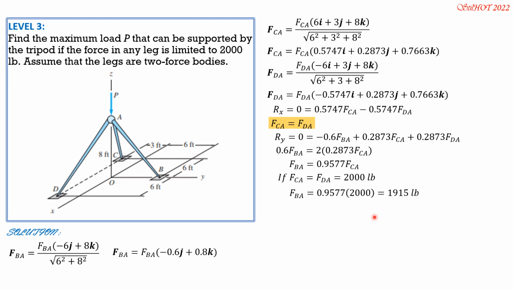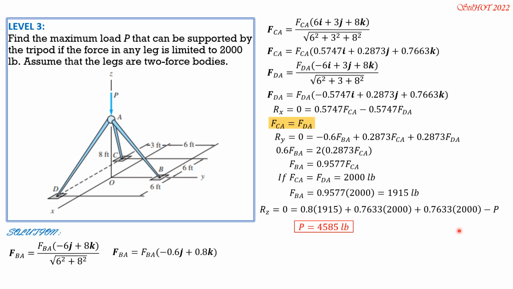So next, Rz equals 0, then it is equal to 0.8 of FBA, which is 1915 pounds, plus 0.7663 of FCA, which is 2,000 pounds, plus 0.7663 of FDA, which is also 2,000 pounds, then minus P here. Then from here, we can solve for P. 0.8 of 1915 plus 0.7663 of 2,000 plus 0.7663 of 2,000. So the maximum load P is 4,585 pounds.